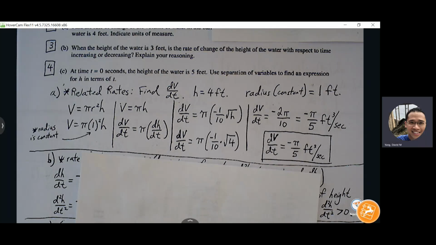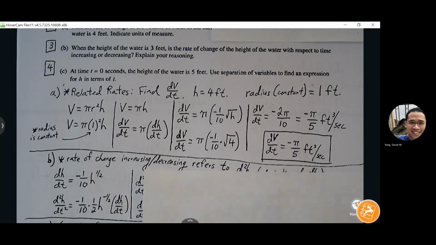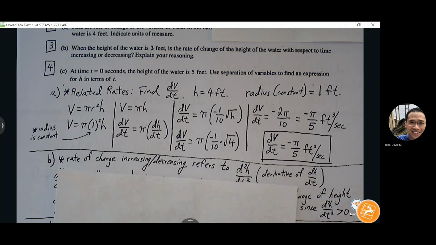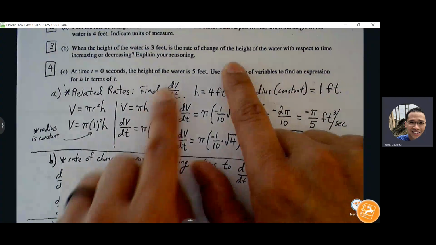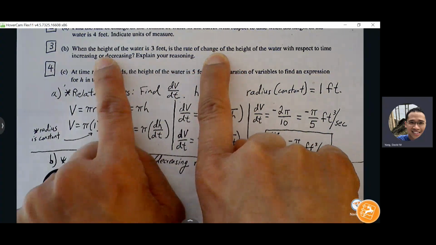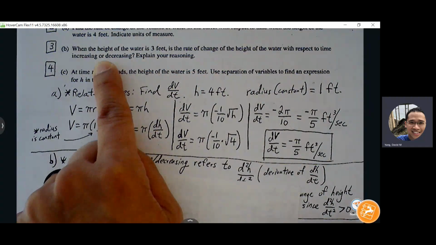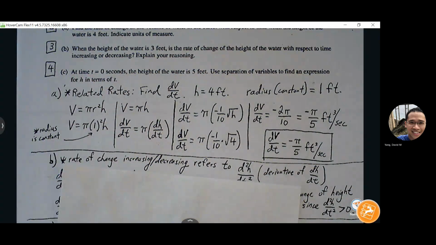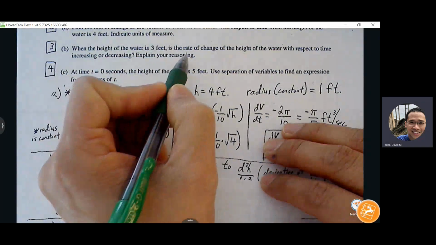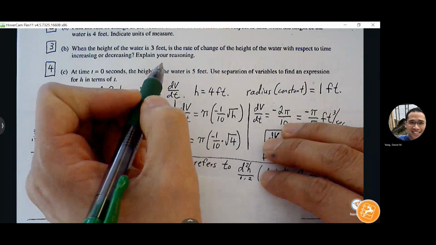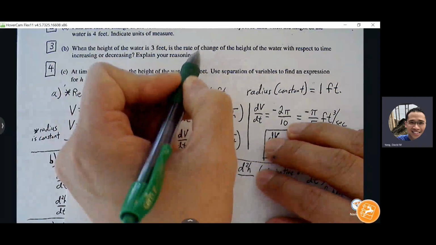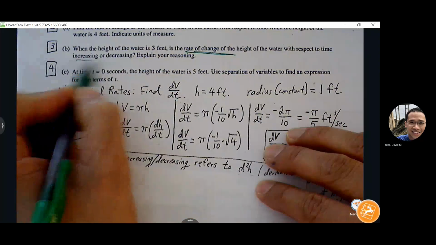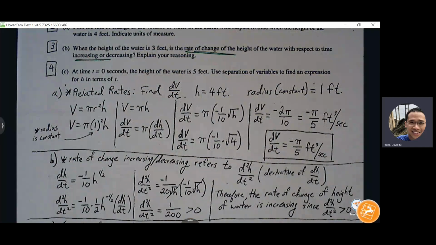Is the rate of change of the height of water increasing or decreasing? So we have the dH/dt, we just plug 3 in. Oh, wait, hold on, let me see. Oh, my bad. Is the rate of change increasing or decreasing? Okay, so we have to work our way down to the second derivative. It's not just asking if the height is increasing or decreasing. It's asking if the rate is increasing or decreasing. We have to work our way down to the second derivative.